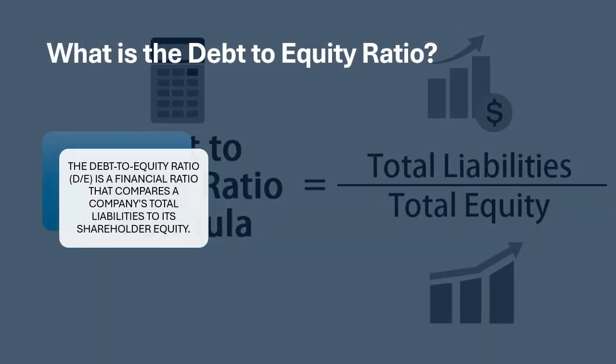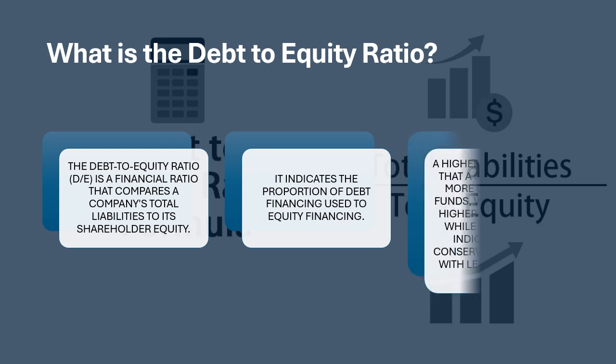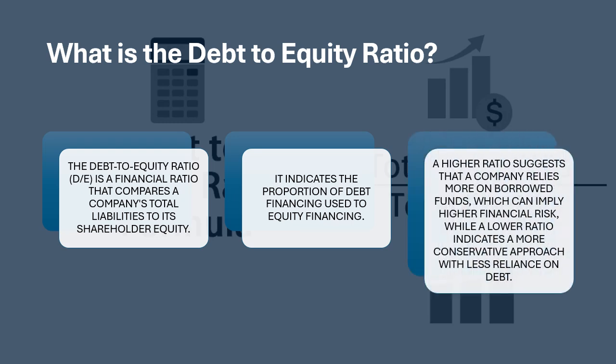The debt-to-equity ratio, D/E, is a financial ratio that compares a company's total liabilities to its shareholder equity. It indicates the proportion of debt financing used relative to equity financing. A higher ratio suggests that a company relies more on borrowed funds, which can imply higher financial risk, while a lower ratio indicates a more conservative approach with less reliance on debt.